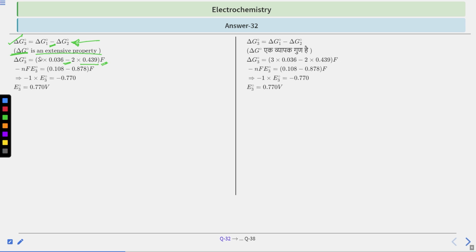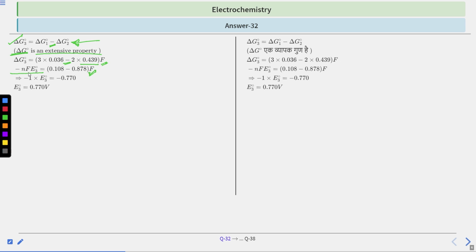So del G naught 3 will be equal to 3 times 0.036 minus 2 times 0.439, and we take F as common. Now del G naught 3 is equal to minus nF E naught 3, right? This is the relation between del G naught and E naught. So we just write it for the third equation and solve it. It will be 0.108 minus 0.878 F, where F is Faraday.